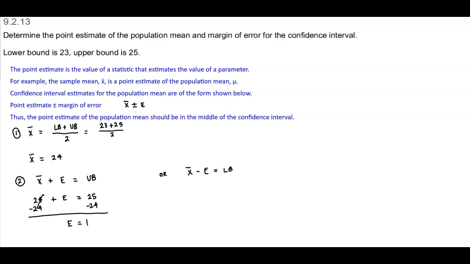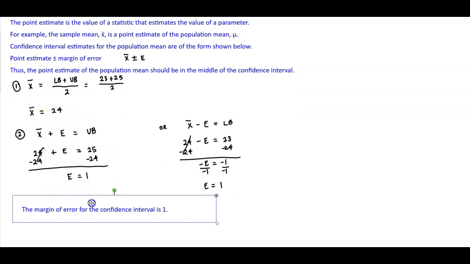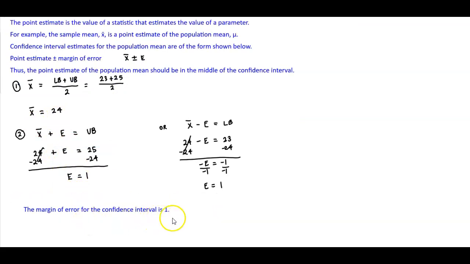Or if we did this by subtracting the margin of error using the lower bound, this is 24 minus the margin of error, which is equal to the lower bound, which is 23. So if we subtract 24 from both sides, then we get negative E, which is equal to negative 1. And if we divide both sides by negative 1, then we get the margin of error to be 1. So either way you can go ahead and do it. So therefore, we found the point estimate to be 24, and we saw that the margin of error of the confidence interval is 1.